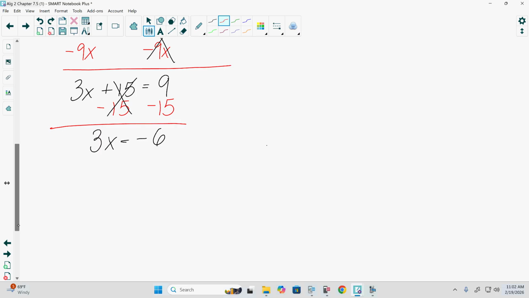Do you have anything left addition and subtraction wise on either side? Nope, all the x's are on one side, so now we're going to move to multiplication and division. And the last thing we need to do is divide both sides by 3. And negative 6 divided by 3 is negative 2. So we have that the value of x, the solution, is negative 2.